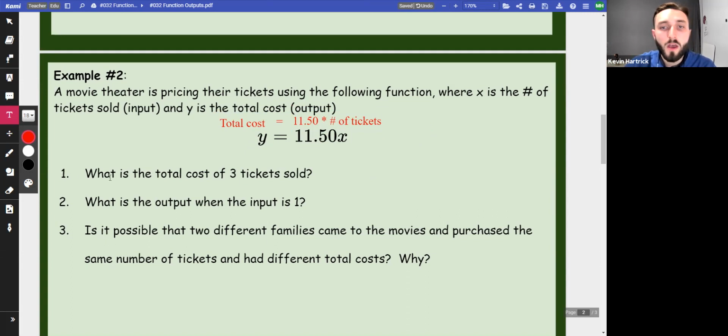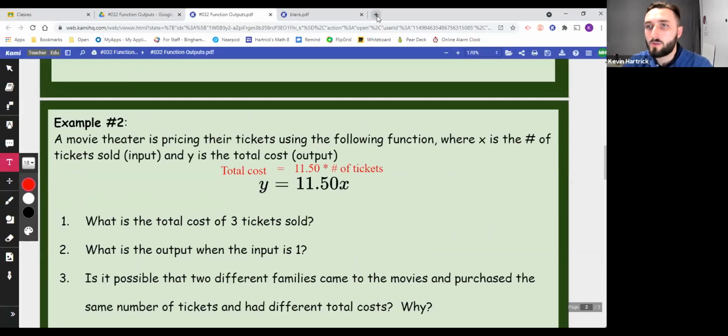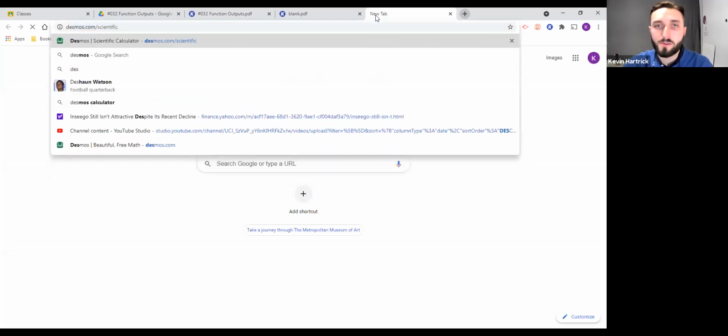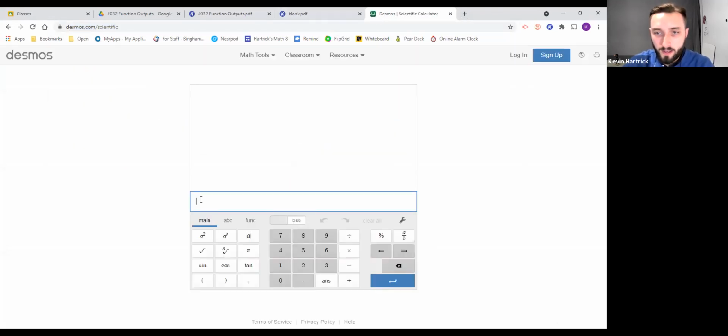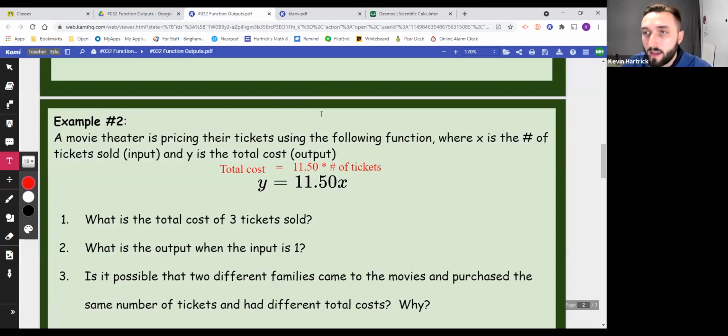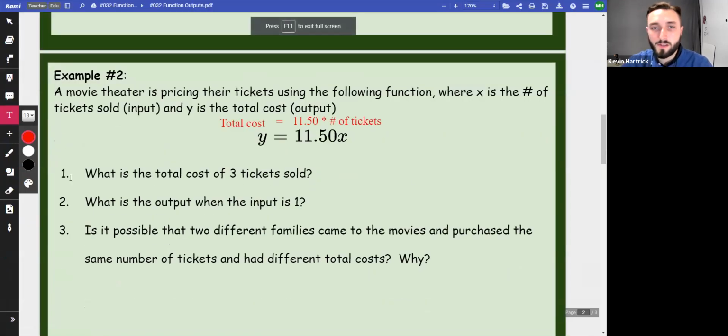All right, so let's look at number 1. What is the total cost of 3 tickets sold? How do we figure that out? Well, we take the number of tickets, that's our input, so that's 3. We multiply it by 11.50, and we get our total cost output. So 11.50 times 3. Let's do that on our Desmos. Okay, 11.50 times 3 gives us 34.5. 0.5 when we're talking about money means 50, so $34.50 would be our total cost here.